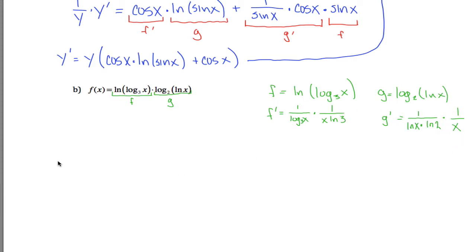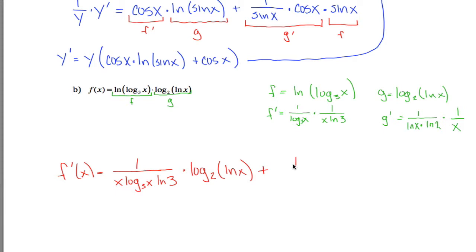Here's all the pieces. Put those pieces together in red, maybe? Sure. And we get that f prime of x is equal to f prime, 1 over x log base 3 of x natural log of 3. I wrote these in a different order. I wrote the x out front just because I think it's prettier that way. Times g, log base 2 of the natural log of x, plus g prime, 1 over, I'm again going to change the order here. I like the x out in front. X natural log of x times natural log of 2.